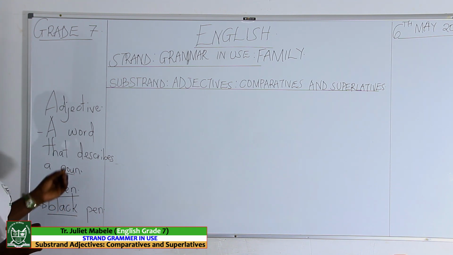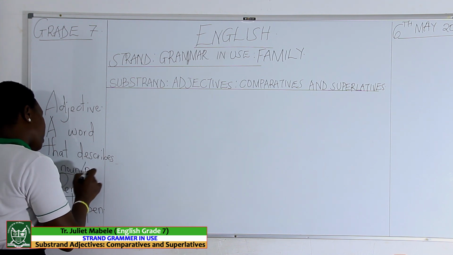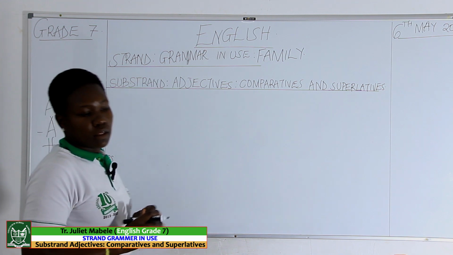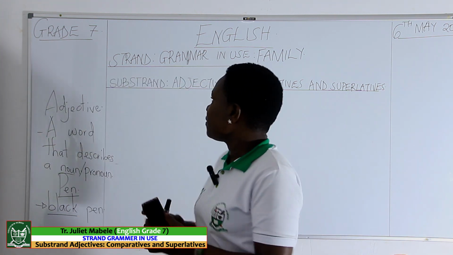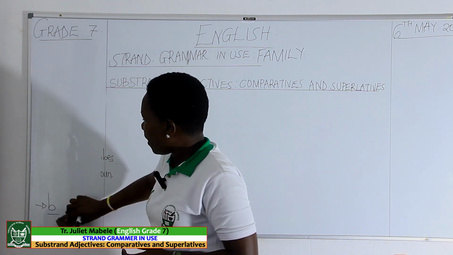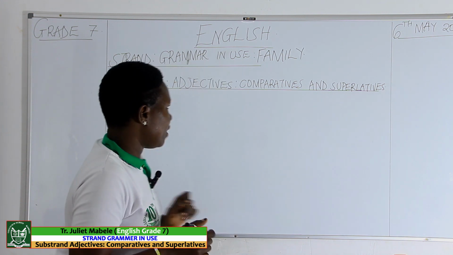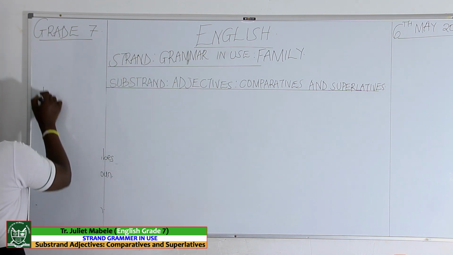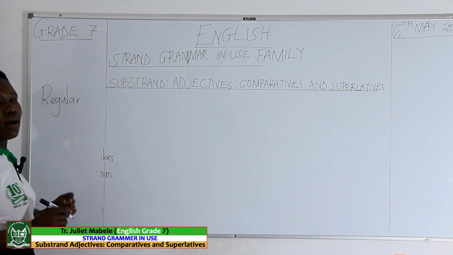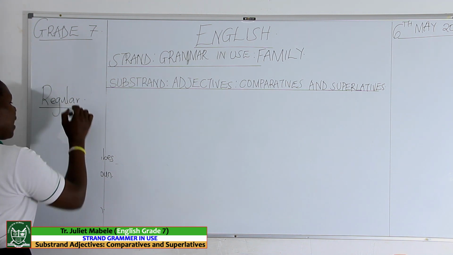So an adjective describes a noun or a pronoun. I hope we are together to that point. Then we also talked about the types of adjectives. We had two types: the regular and the irregular adjectives. During the last lesson, I mentioned that we have more types of adjectives, but we based on these two.